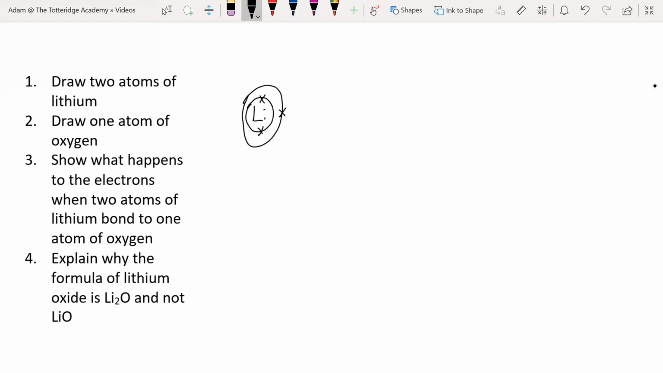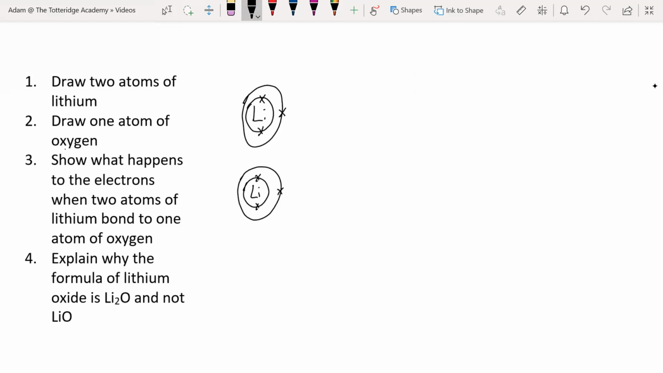Now the question says to draw 2 atoms of lithium. If you were so lazy that you just drew one and said, no, I can't be bothered to do the other one, obviously that's your choice. But again, like I said before, you're wasting your time. Here's another lithium, like that.